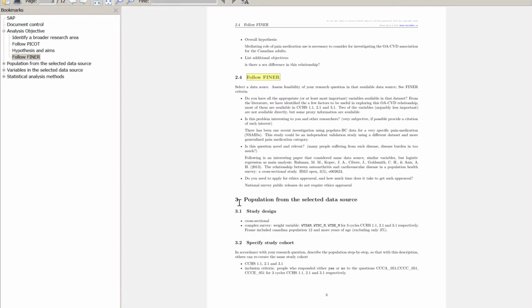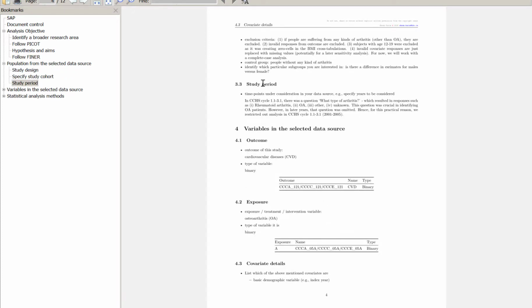Then I go to talk about population from the selected data source. Specifically, I talk about the study design. This is a cross-sectional design with the complex survey. And then I specify the study cohort. So basically the CCHS 1.1, 2.1 and 3.1 will be used in this particular analysis. And the study period is defined.